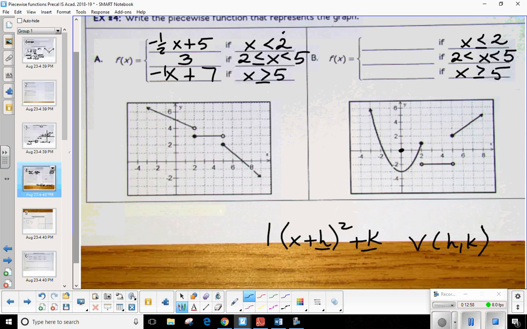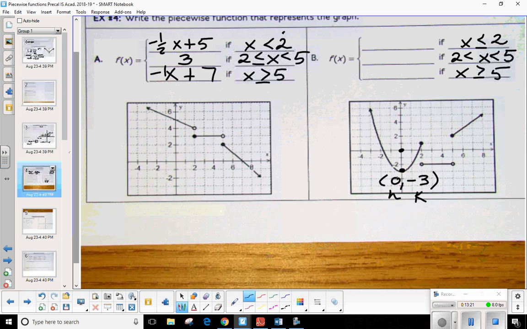Okay. So where did this vertex end up at? I would say 0, -3. That's my H. That's my K. All right. So all we have to do is put this value into that form that we have. And because one of the values is 0, you could write it one of two ways.